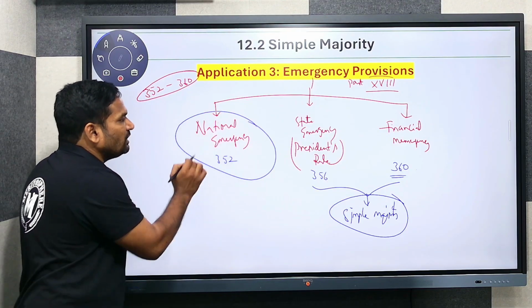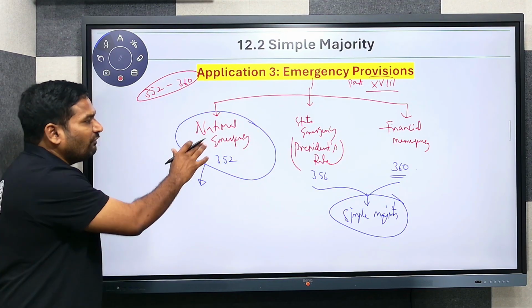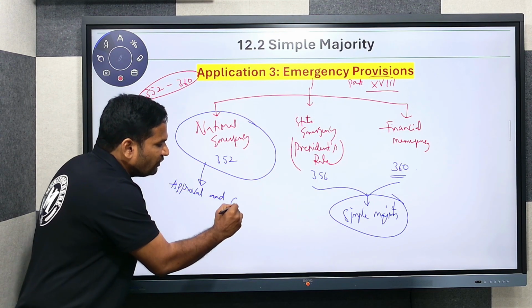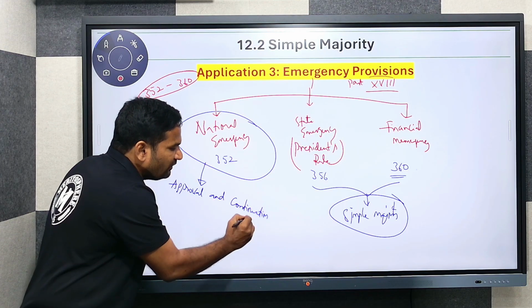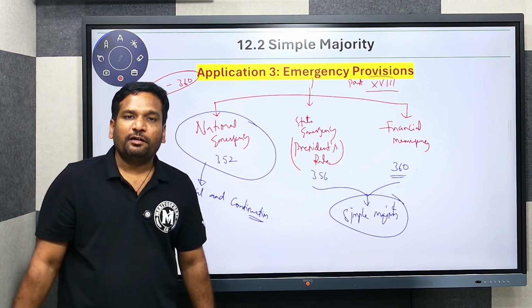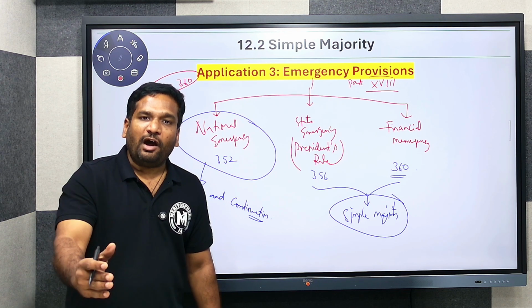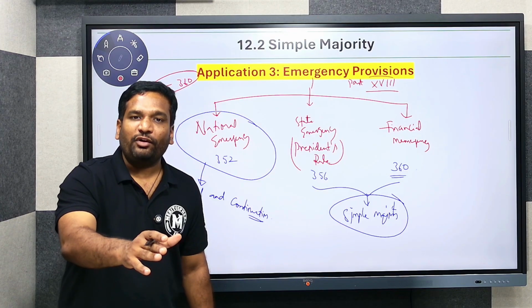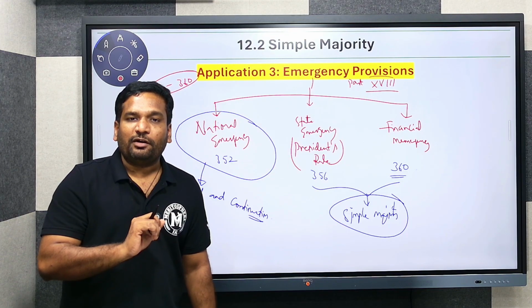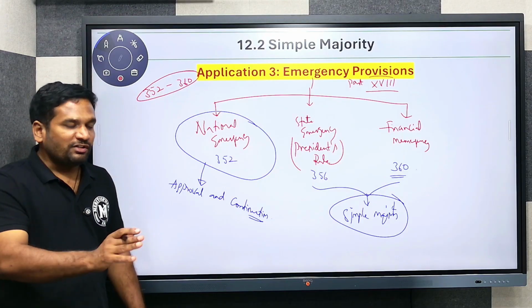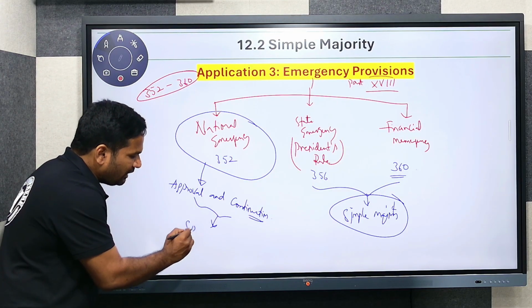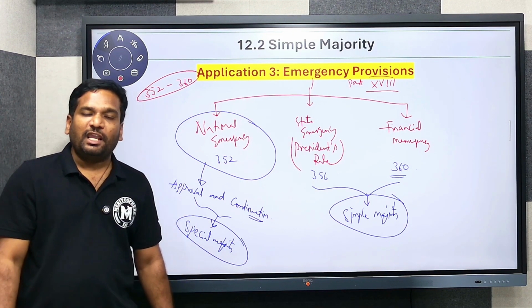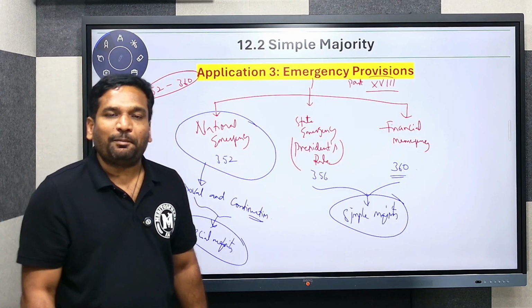Whereas for national emergency, there are two things: approval and continuation. For the first time, if the proclamation is made, it has to be approved by the Indian Parliament, right? And after 6 months, if such a proclamation has to be continued, the Parliament has to approve the continuation also. So for both approval and continuation, the majority that is required is special majority. The national emergency, if proclaimed by the President of India, has to get the approval of the Parliament.